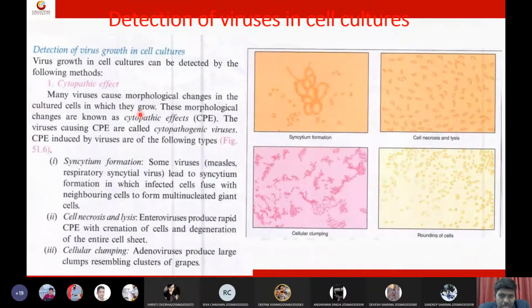A quick question. Cellular clumping is shown by what virus, students? What virus will show cellular clumping? Adenovirus. Very good. Adenovirus, that's the DNA virus. Okay, fine.